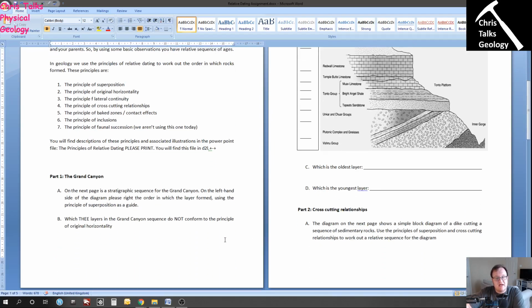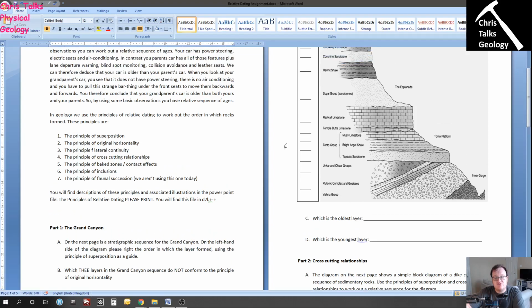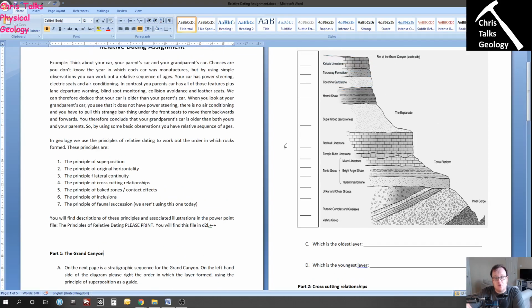So what part A wants us to do is use the principle of superposition to essentially produce a chronological order for the layers of rock that you see in this diagram, 1 being the oldest layer. I'm not sure how many layers there are. Let's just say for argument's sake 12, 12 being the youngest. So you would have a list going from the oldest layer, number 1, to the youngest layer, 12. Remember, the bigger the number, the younger the layer.